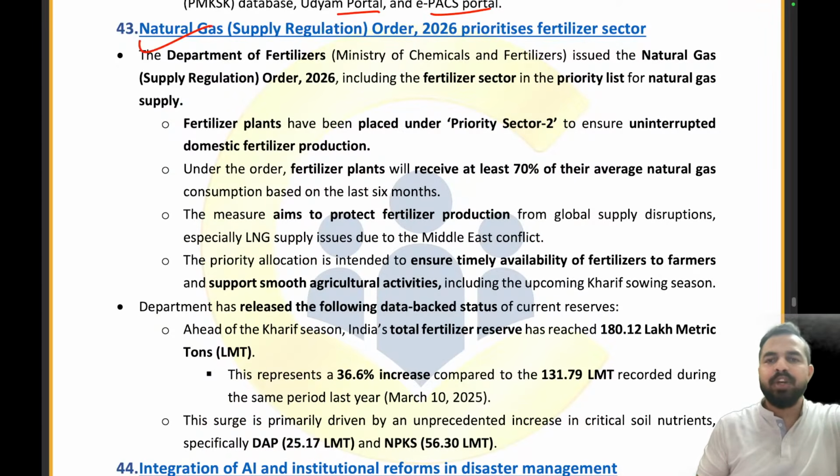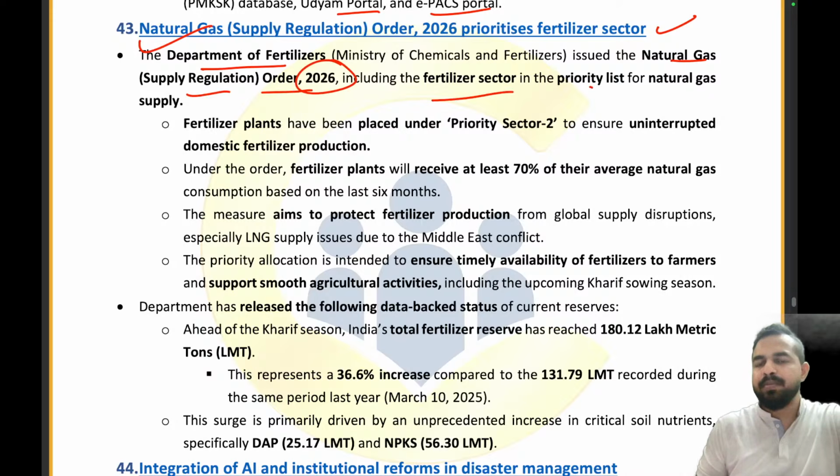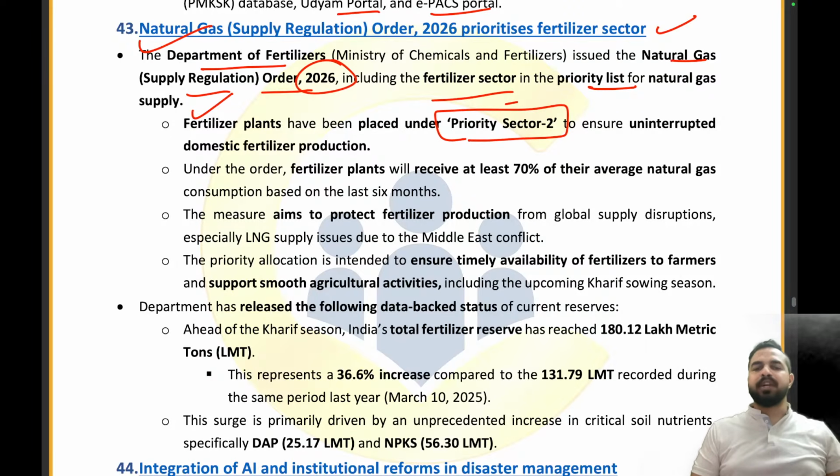The Natural Gas Order 2026 prioritizes the fertilizer sector. So my dear friends, the Department of Fertilizer has issued the Natural Gas Supply Regulation Order 2026, which includes the fertilizer sector in the priority list for natural gas supply. On what part has it been placed? The fertilizer plants have been placed under the priority sector 2 to ensure uninterrupted domestic fertilizer production.